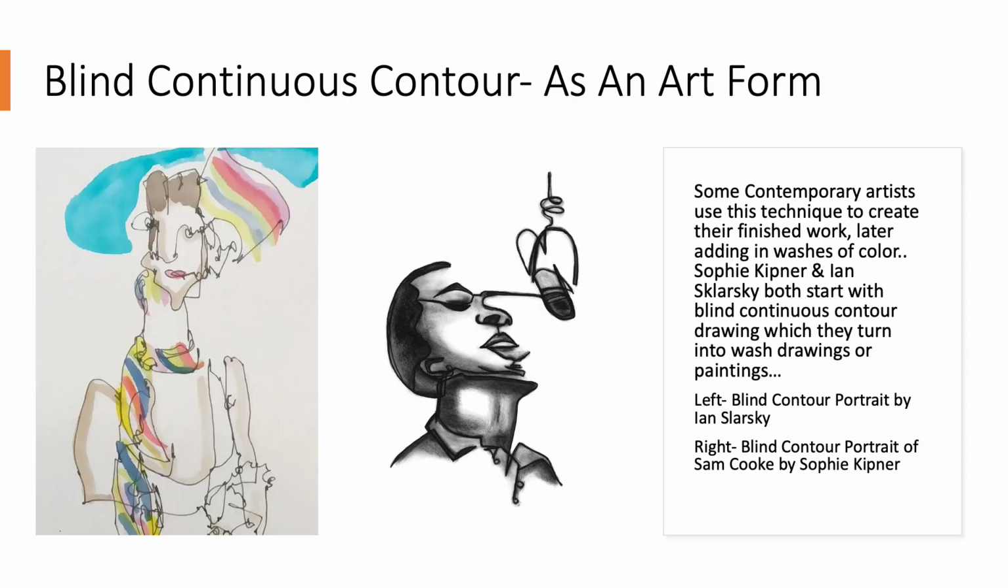I wanted to show you a couple of contemporary artists who have made continuous blind contour drawings into the basis of their entire artwork. You have Ian Sklarski on the left, a portrait where he added in some washes of color after he does the drawing, and this portrait of Sam Cooke by Sophie Kipner on the right. You can see she started out with the drawing and then added in tones and shading.